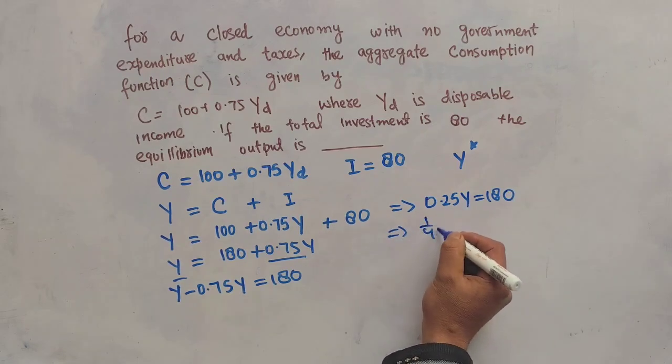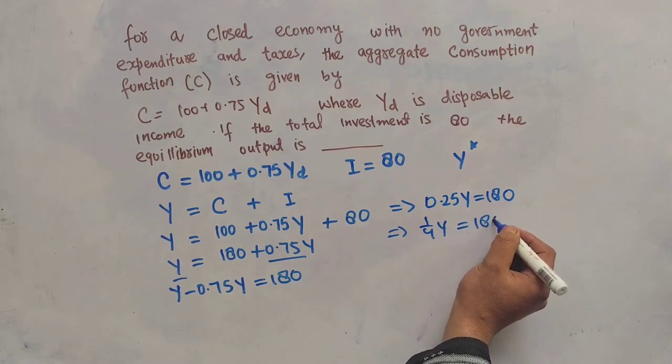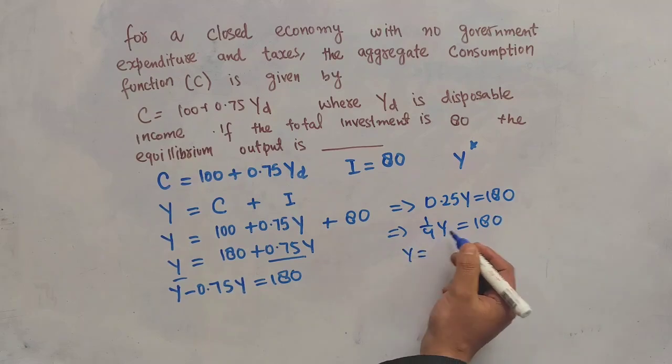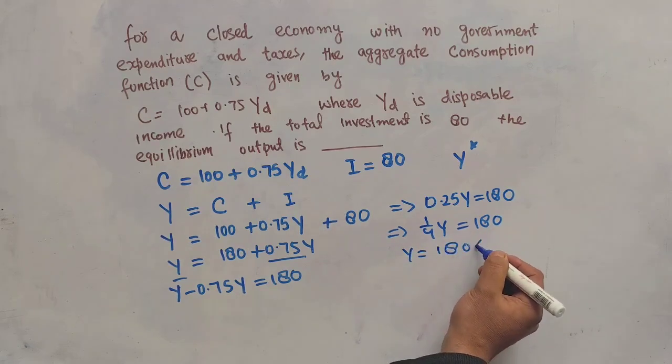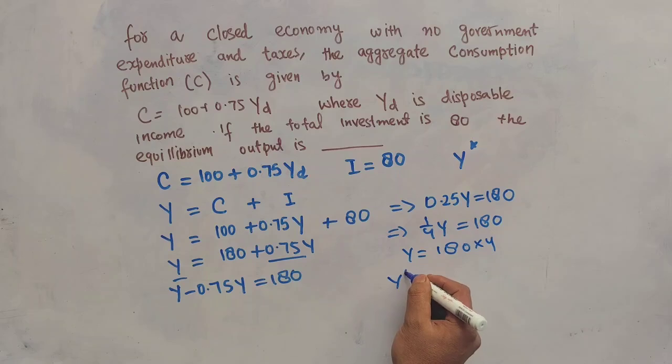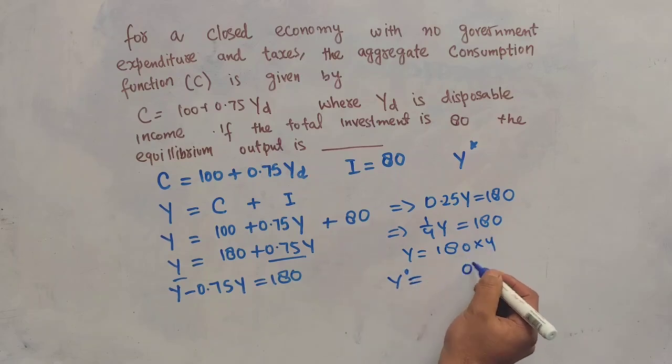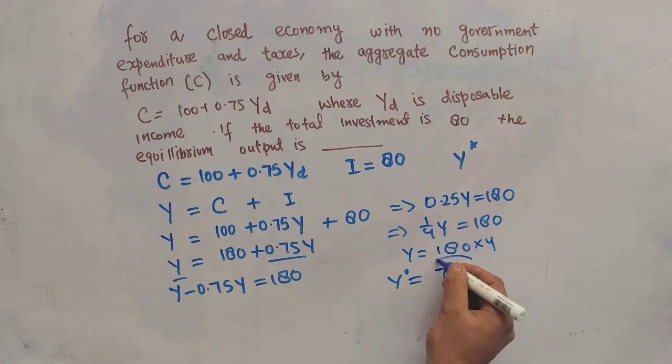0.25 is 1 upon 4, so (1/4) Y = 180, or Y will be equal to, transpose this, it gets multiplied, so we get 4 times 180. So the equilibrium level of income will be 4 zeros are 0, 4 8s are 32, 4 1s are 4, 5 6 is 7, 720 will be the equilibrium level of income in this economy.